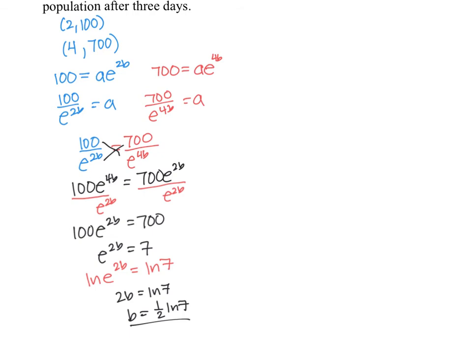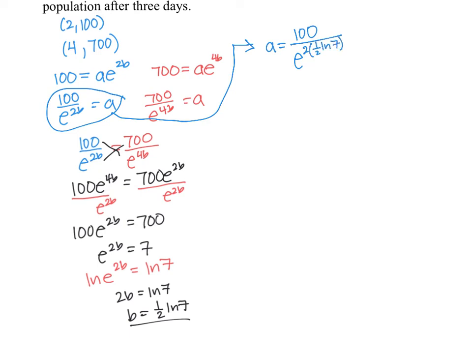Okay, I still need to find a, so I'm going to go ahead and plug it into, I could plug it in here, or really any other equation that has a and b in it. I'm going to plug it into this equation just because the numbers were smaller than the other one. But I would get the same answer both ways. So if I plug it in, I get a equals 100 over e to the 2 times b, and b is 1/2 ln 7.